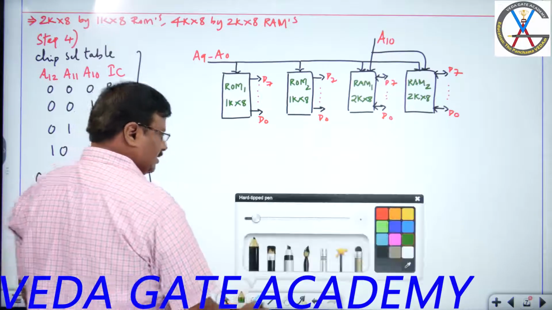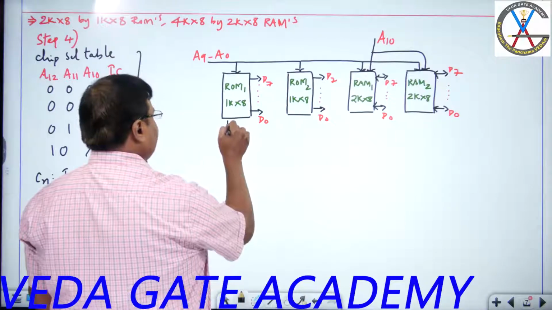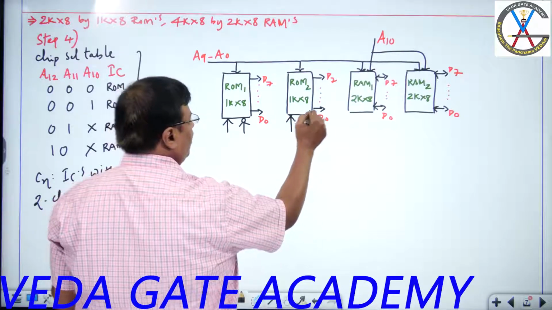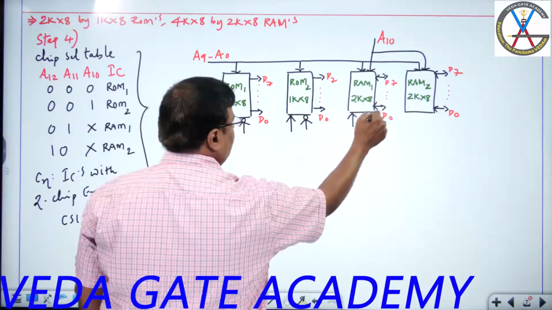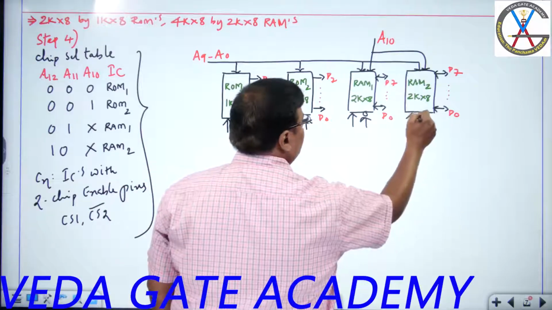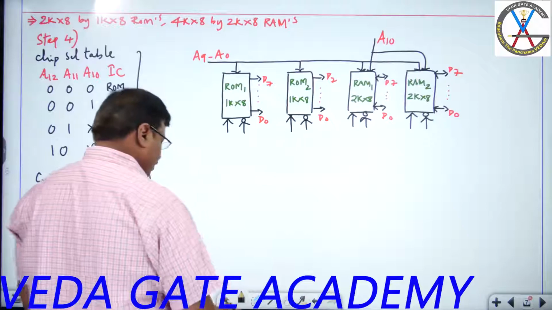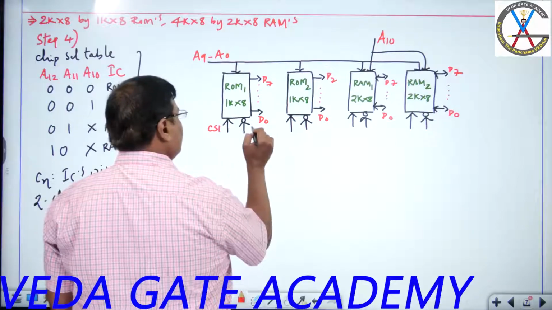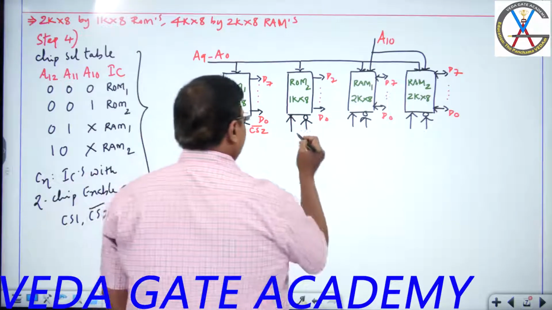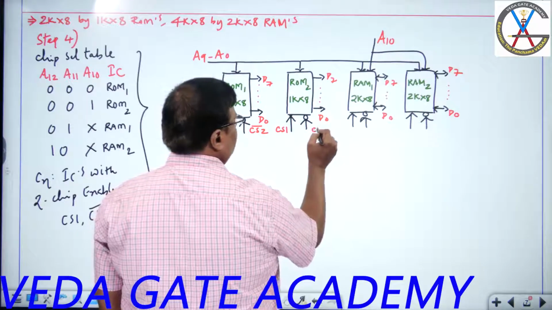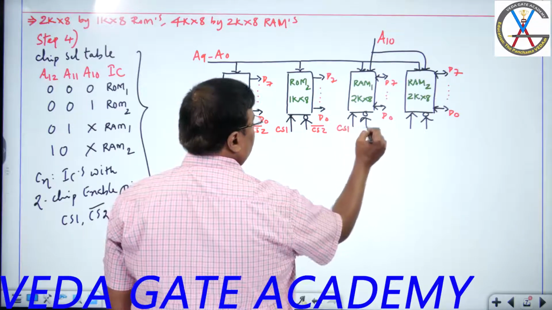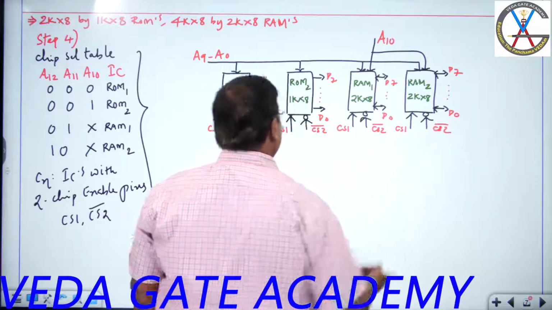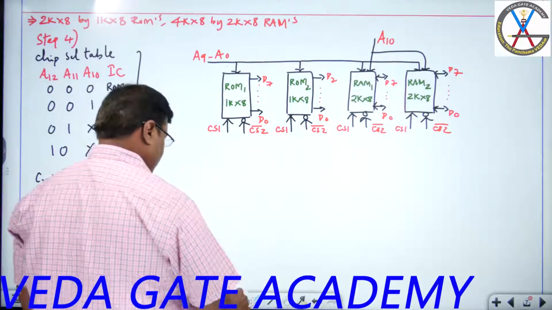The ICs have 2 enable lines, 2 chip enables: CS1 and CS2 bar on each IC. High enable, low enable, as we know.